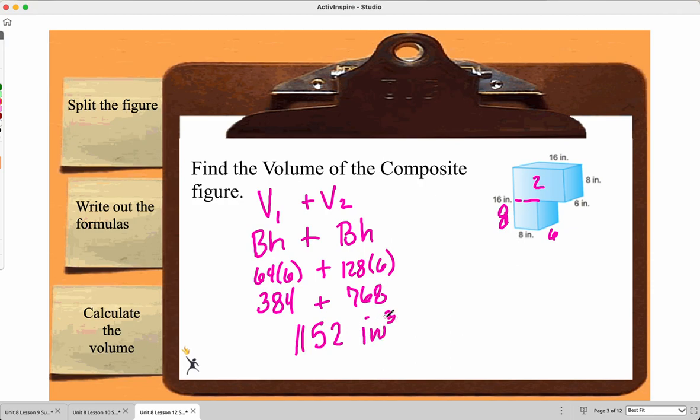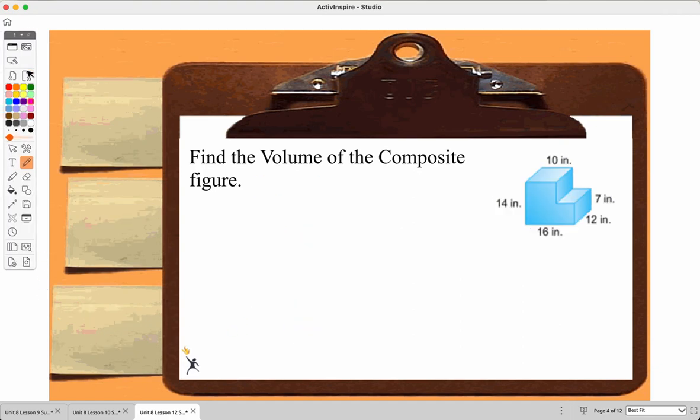So it's very similar to how you do compound area, except we're now using the volume formulas. All right, I want you guys to go ahead and try to find the volume of this compound figure. Pause the video and see what you come up with.